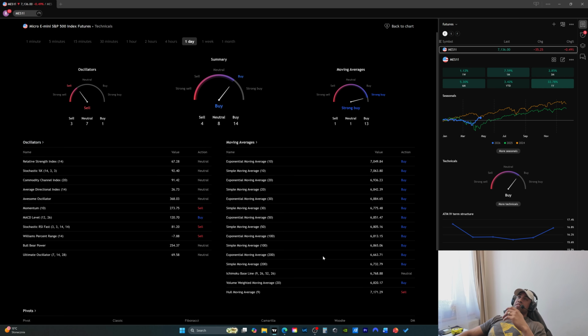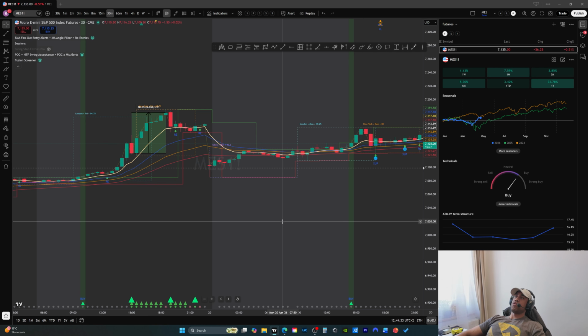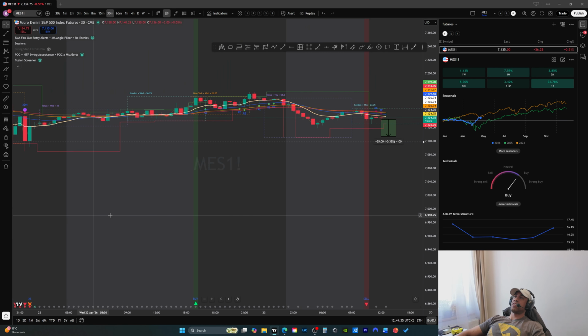So my indicator tracks this, based on a 30-minute chart, and it lets you know when the oscillators are on a strong buy or strong sell, and the moving averages are also on a strong buy or strong sell, okay? And it gives you that signal. That's basically what it is. So I call it fusion screening because it tracks different things, okay?